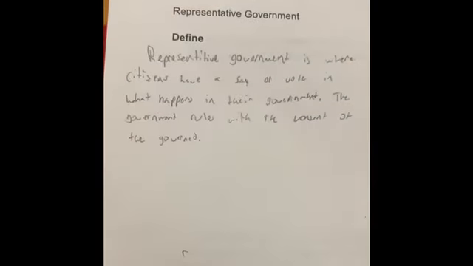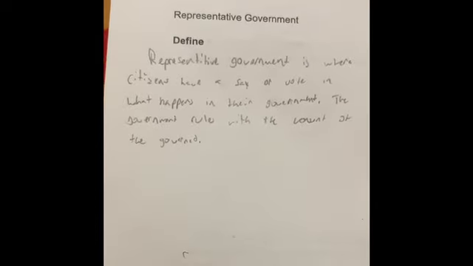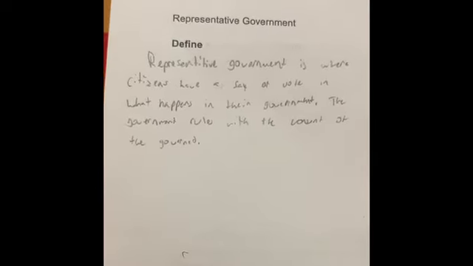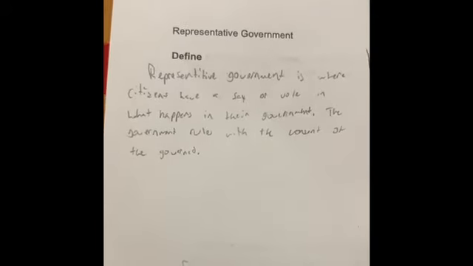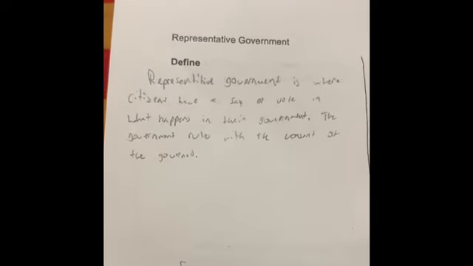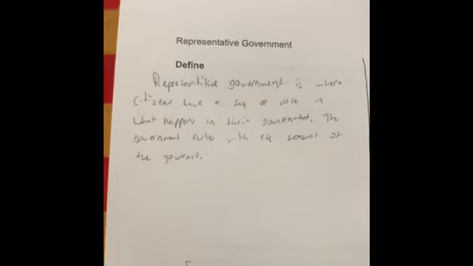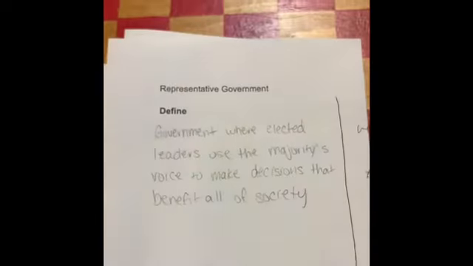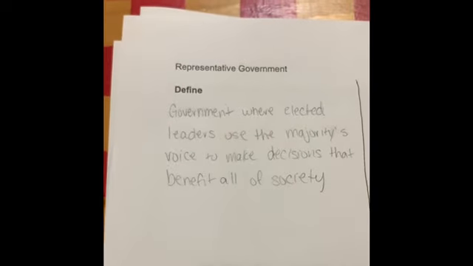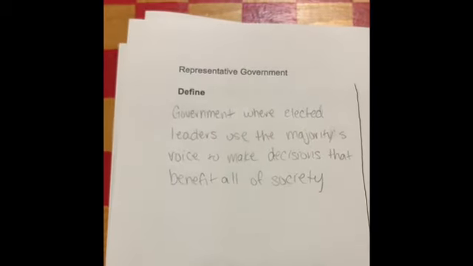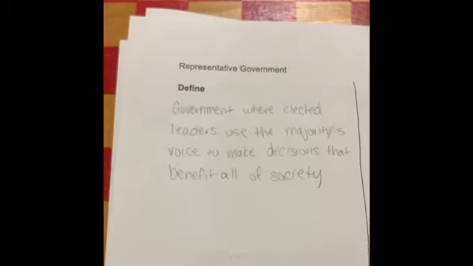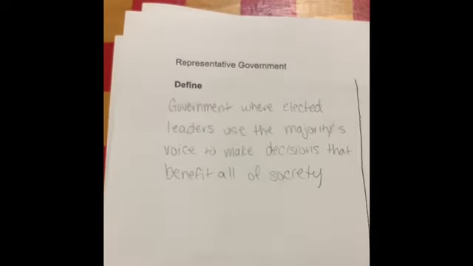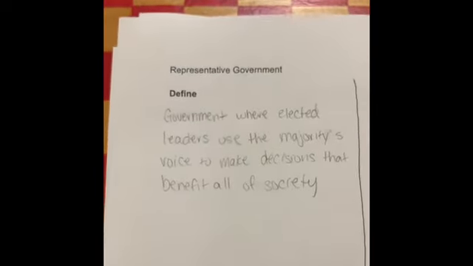It says here, representative government is where citizens have a say or vote in what happens in their government. But the part I really liked here is the second line. It says, the government rules with the consent of the governed, which we've talked about before. The people choose their leaders and they rule because we allow it. The second definition here, I liked that it said the government elects leaders and they use the majority's voice to make decisions that benefit all of society, which is how our government works.